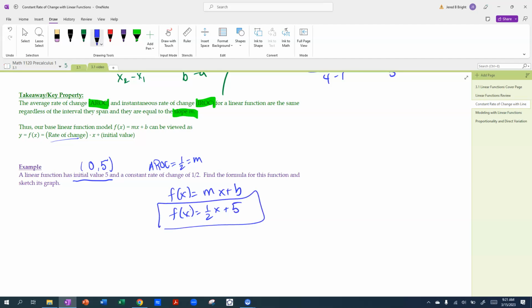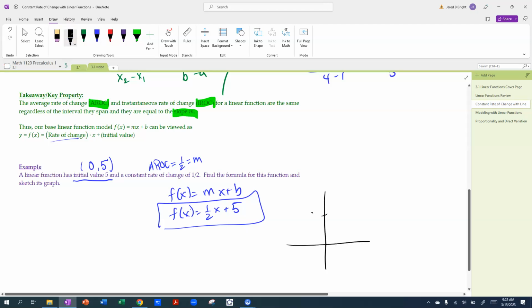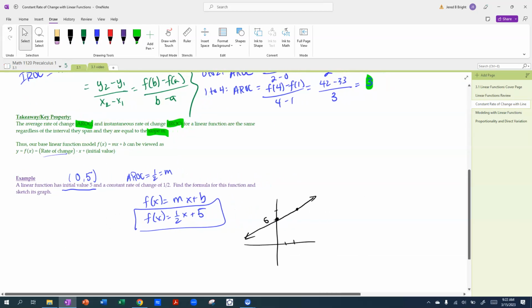And then sketch its graph. I'm just going to do this in literally 10 seconds. I'm just going to go up 5, so we have the initial value here, and then a slope of 1/2 means we rise 1 and go over to the right 2. So there we have our basic quick sketch of this linear function. Again, big idea here: linear functions have a constant rate of change, which we call the slope, and that is equal to the instantaneous and average rates of change.